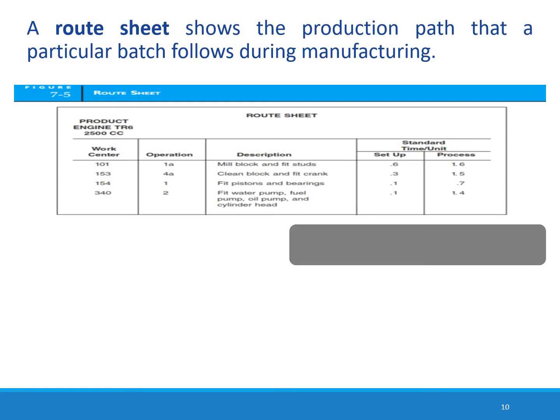Okay, here we have an example of the route sheets. It shows the production path or the sequence flow of the production from the starting to the end of the finished goods. That can be in a batch process or in an individual process. So this is the textbook example where we have the work centers and then the operation code. The operation code here, we have the description of the operation, and then we have the standard in terms of timing and in terms of the units.